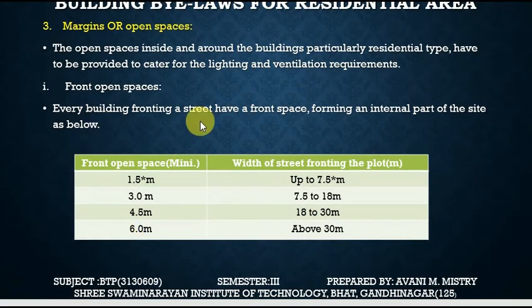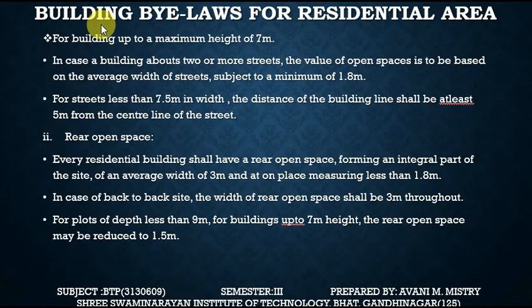एवरी बिल्डिंग फ्रंटिंग स्ट्रीट. ओके, तो जो भी बिल्डिंग है वो वहाँ पे रोड वगैरह जा रहा है तो आपको आगे स्पेस कितना रखना है उसके रिलेटेड है। द बिल्डिंग बायलॉज फॉर द रेसिडेंस, उसमें फॉर बिल्डिंग अप टू मैक्सिमम हाइट ऑफ 7 मीटर। In case of a building above 2 or more streets, the value of the open spaces is to be based on the average width of the street, subject to minimum of 1.8 meter.